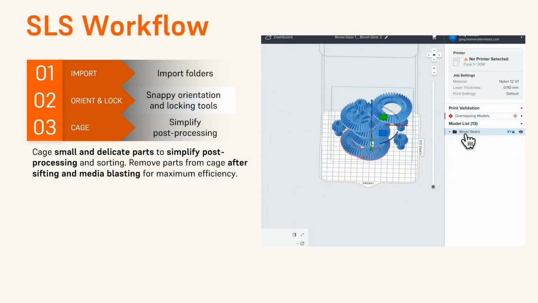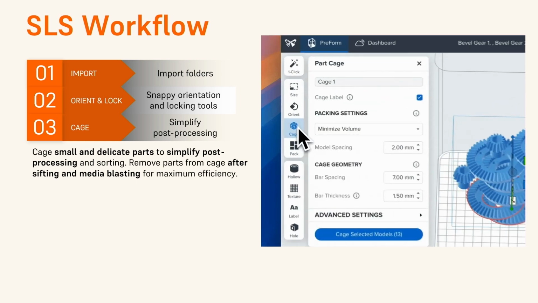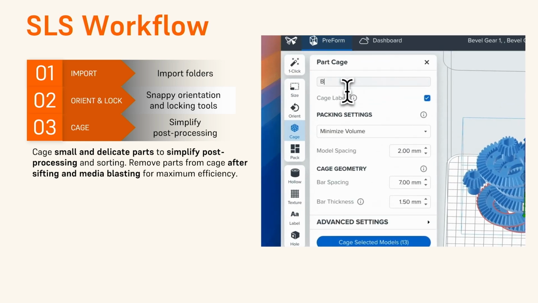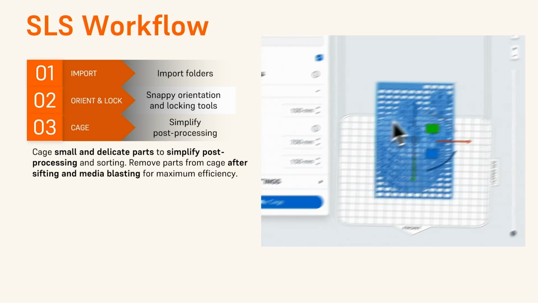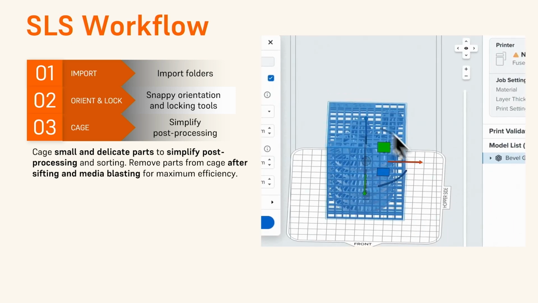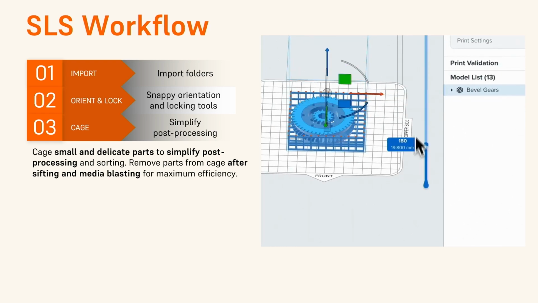Cool. Next, part cages. Part cages are a feature that previously you could only get in Magics and Netfabb, really. Part cages are actually right here. They look like this, and they're the idea of taking small and fragile parts and putting them into a cage so it's easier to post-process.